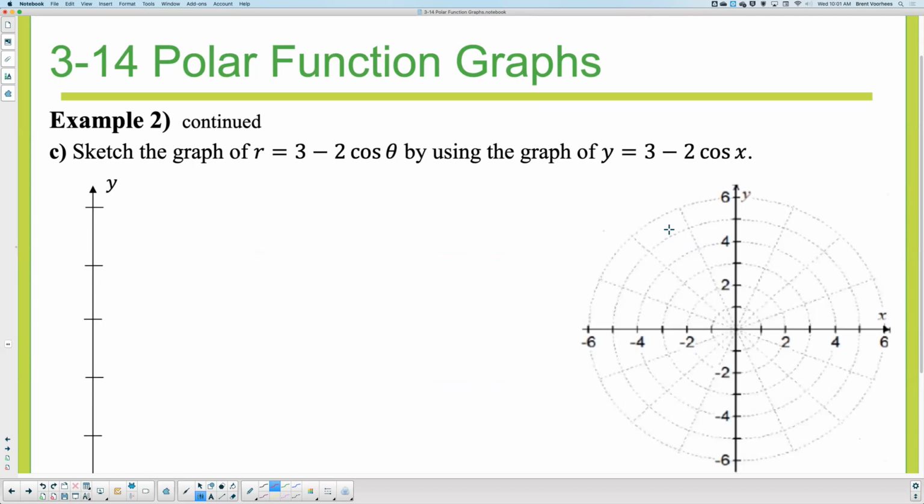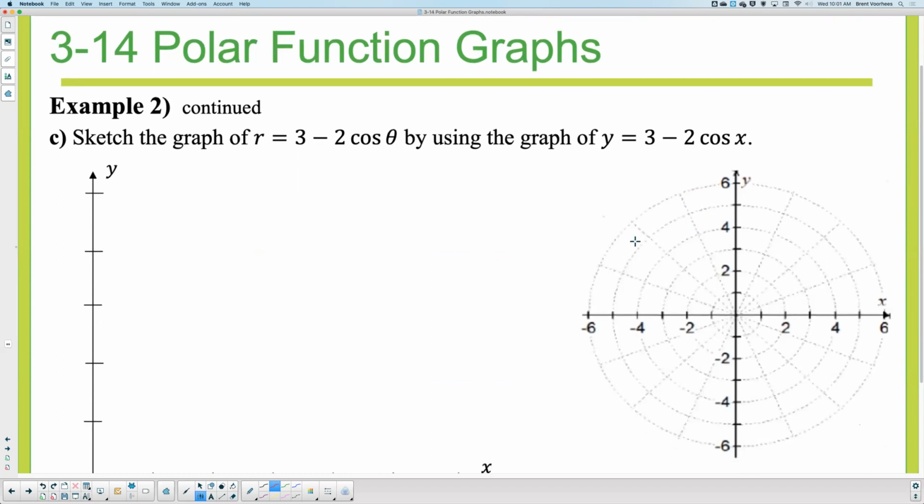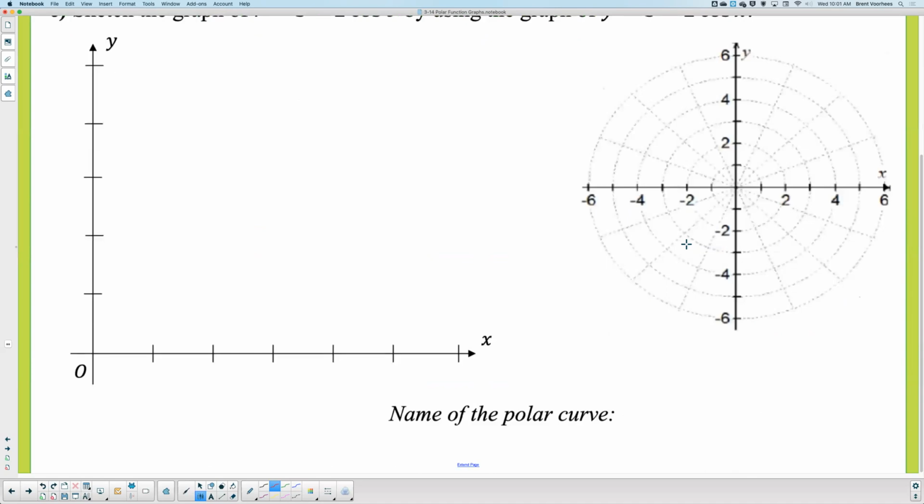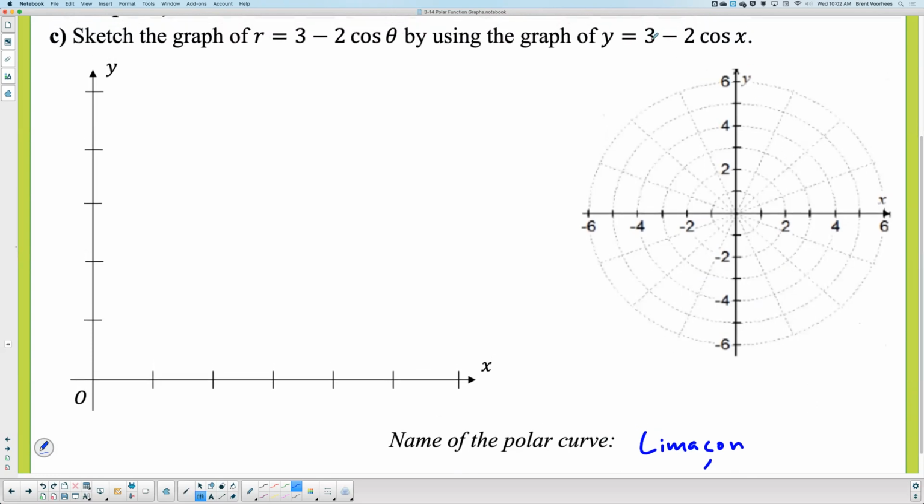So a limacon is anytime the two numbers are not the same. So go ahead and put down here limacon. What makes it a limacon again? I'm sorry, equation-wise. What makes it a limacon? When the numbers are different.